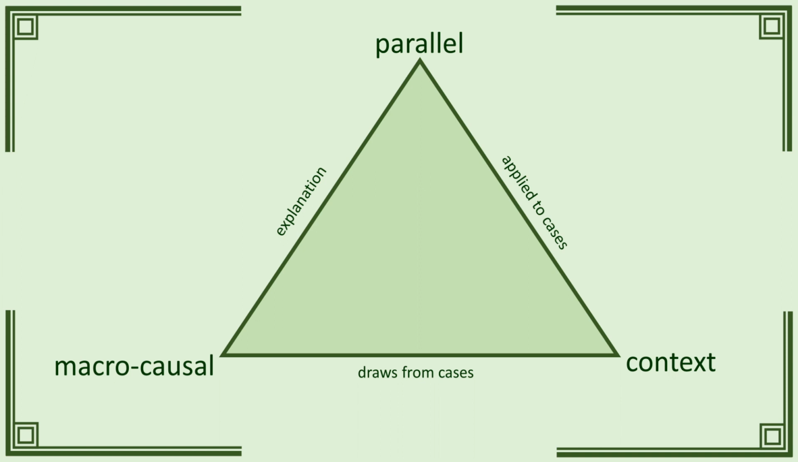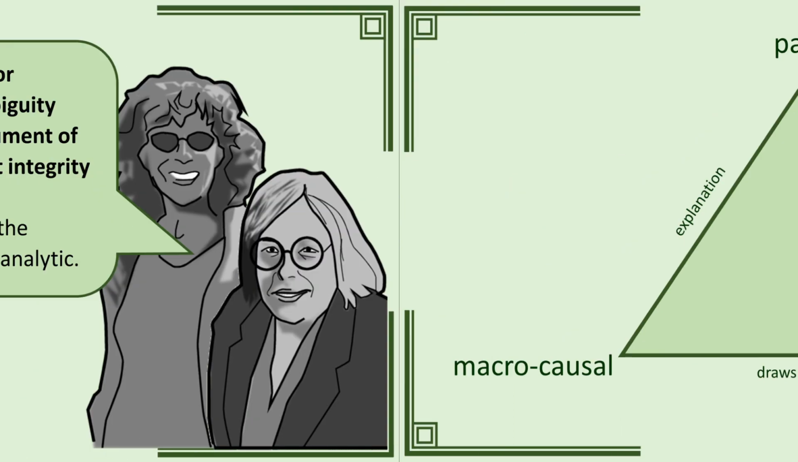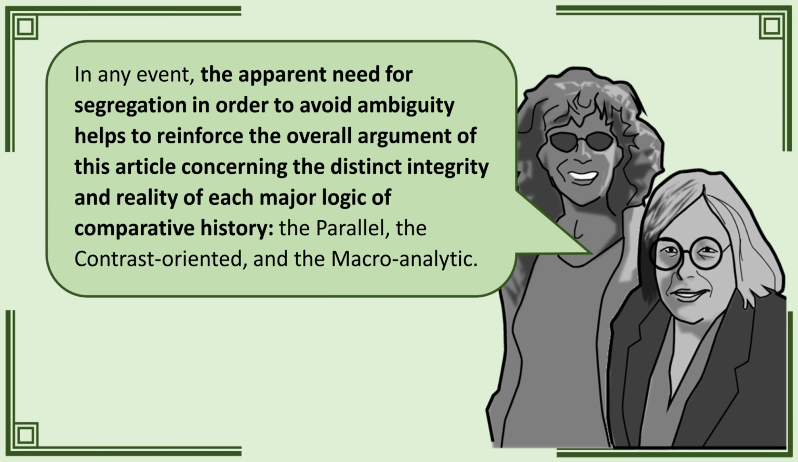They make different assumptions, have different logics, produce different results, so that even if used in the same study, they need to be conceptually separate. As they put it, the apparent need for segregation in order to avoid ambiguity helps to reinforce the overall argument of this article concerning the distinct integrity and reality of each major logic of comparative history.